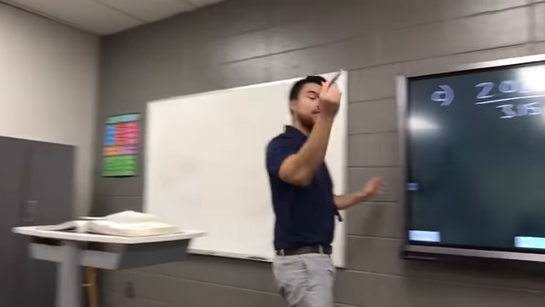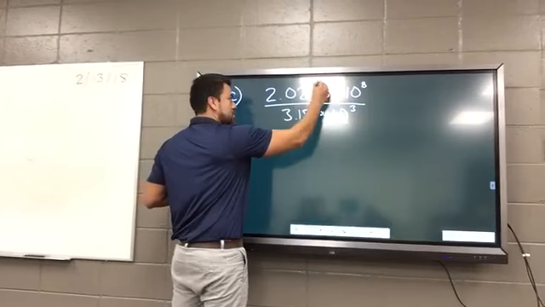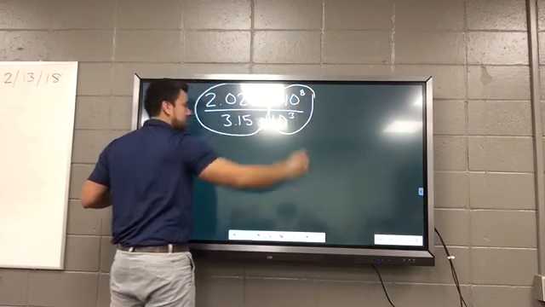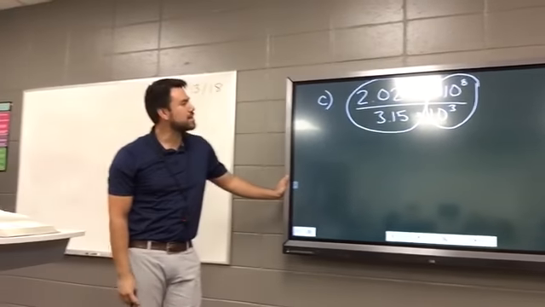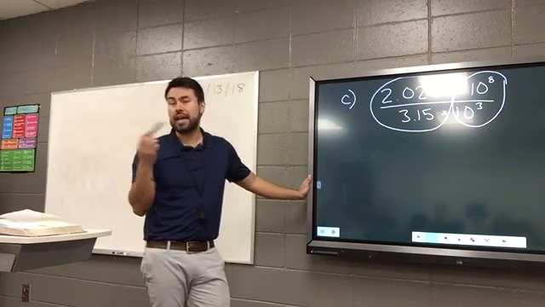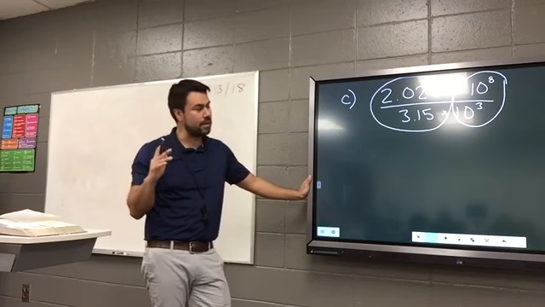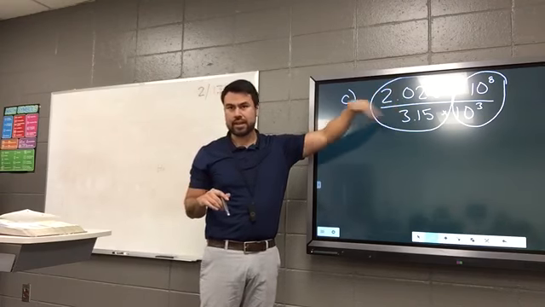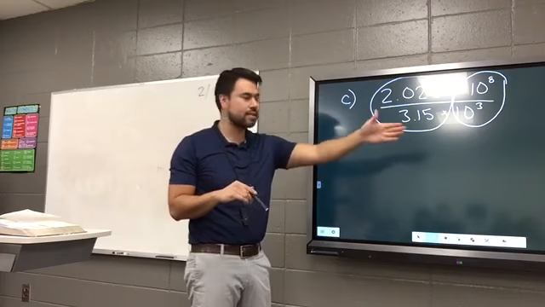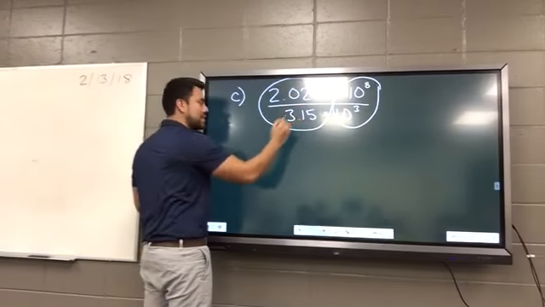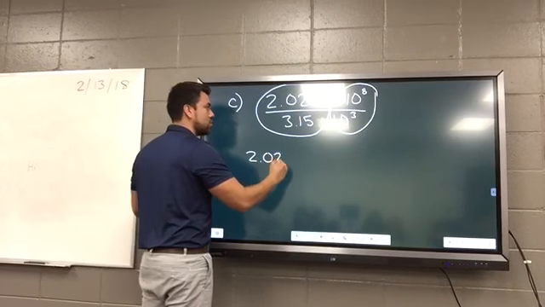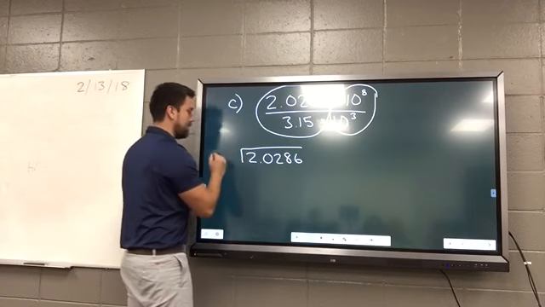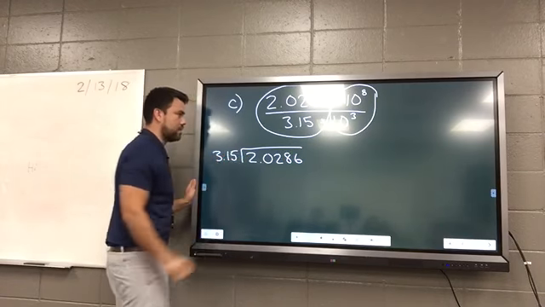Okay, do you guys remember from this morning, can I deal with the numbers? And then can I deal with the base tens? Okay, so all the problems that have division, I think you have 2 or 3, so not many, they're going to be terminated. They're not going to repeat. You're not going to get this repeating number or this endless number. So you're going to divide these two. You're going to do 2.0286 divided by 3.15. That's your first step.